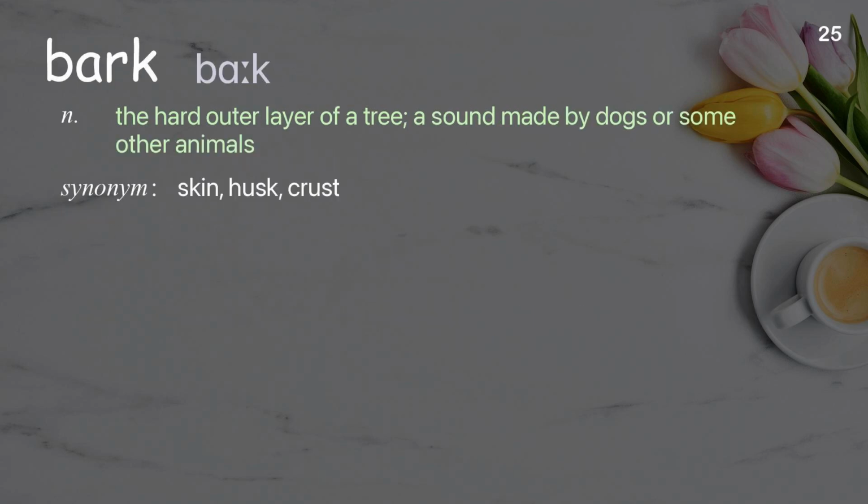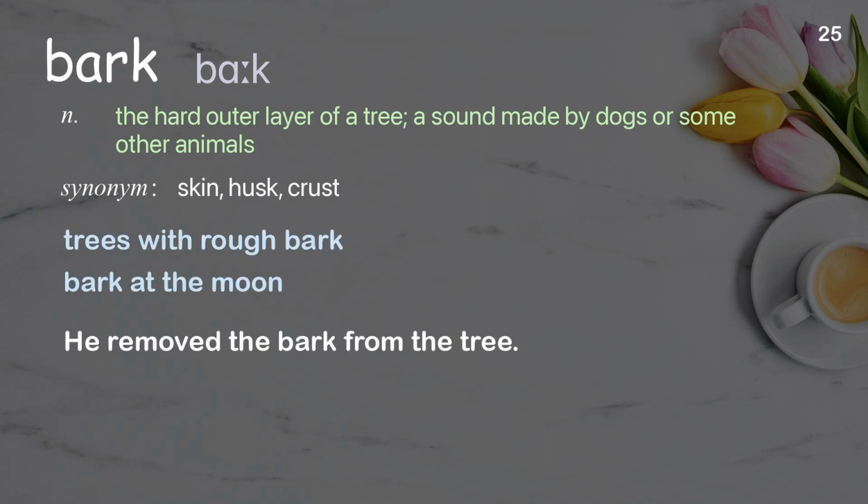Bark. The hard outer layer of a tree, a sound made by dogs or some other animals. Examples: Trees with rough bark. Bark at the moon. He removed the bark from the tree.